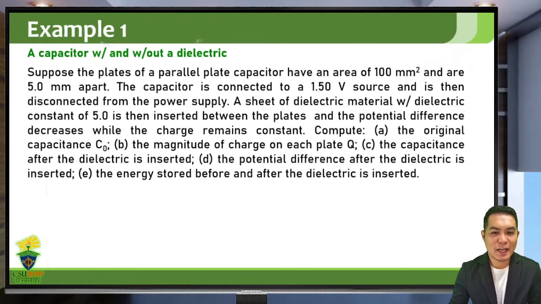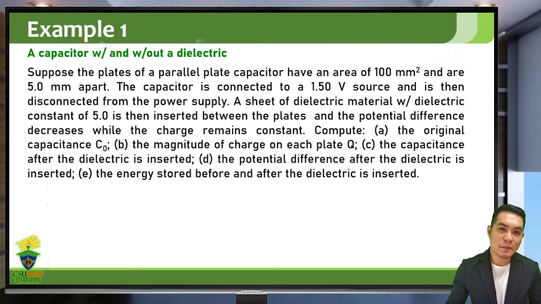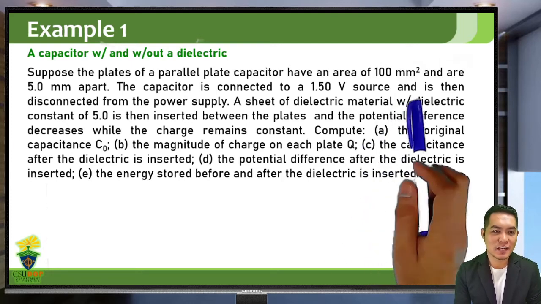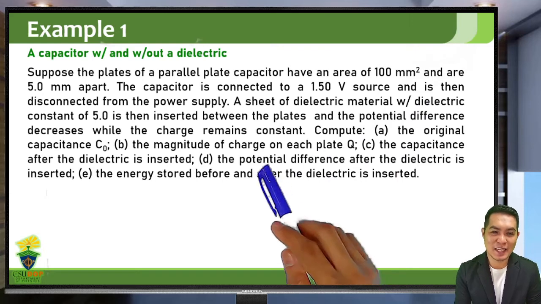So let's have an example now. Let's compare a capacitor with and without a dielectric. Suppose the plates of a parallel plate capacitor have an area of 100 millimeters squared and are 5 millimeters apart. This is actually our previous problem in the previous lesson.